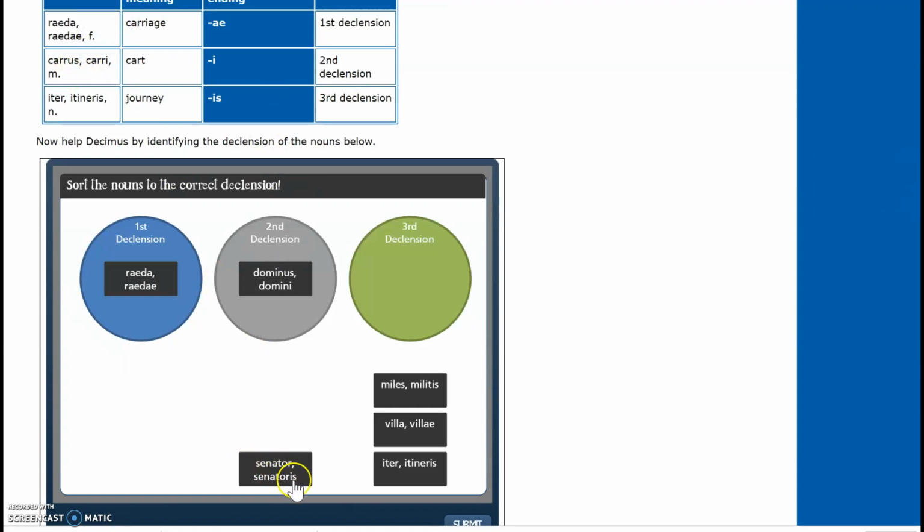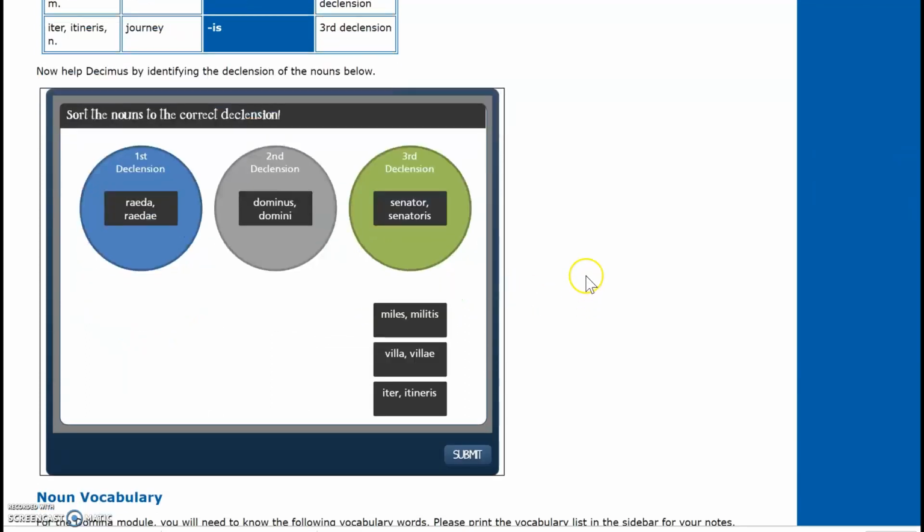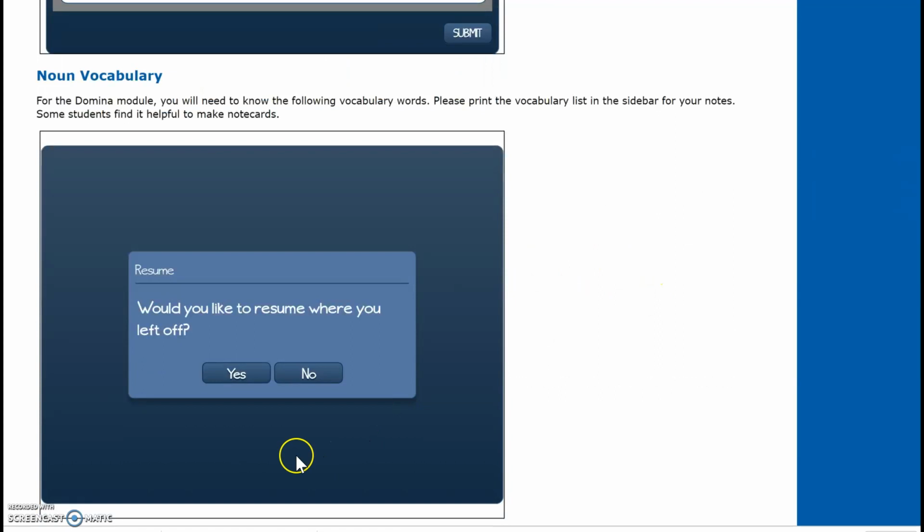Now, senator, senatoris. If you look up here to the chart, you don't see an OR. But if you look at the genitive form, you do see an IS, and you can look at the chart here or the chart here and know that you're looking at a third declension. Okay, so I won't finish that. I'm going to go on to the next part.